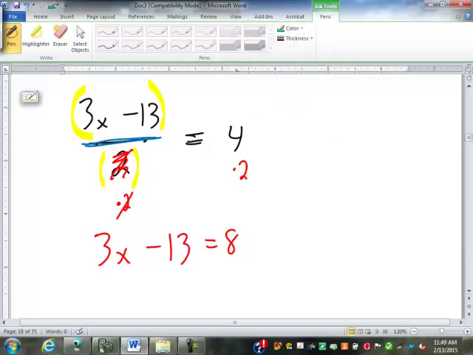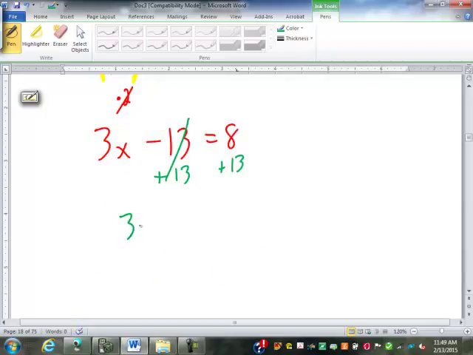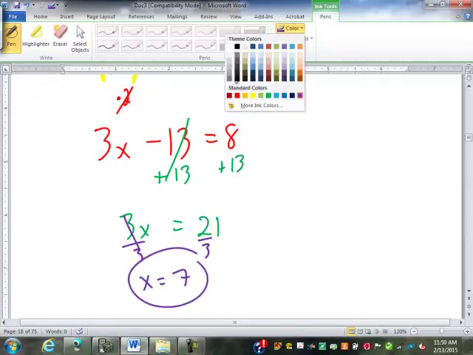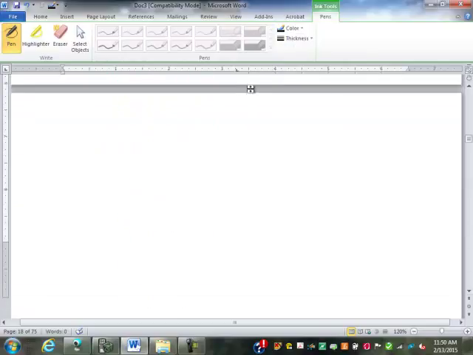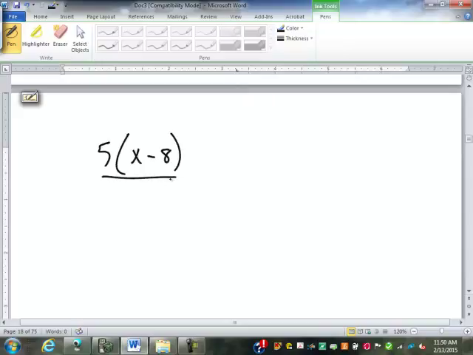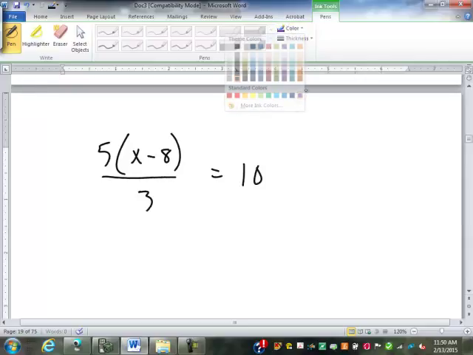From here, we'll add 13. 3x equals 21, and divide by 3. X equals 7. Those types of equations can get a little more complex. Like this.